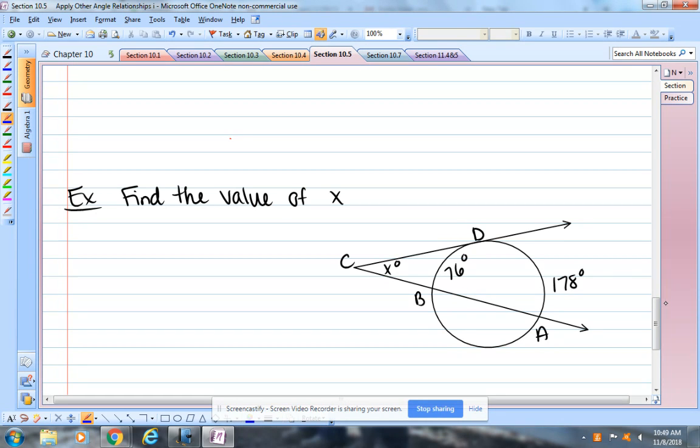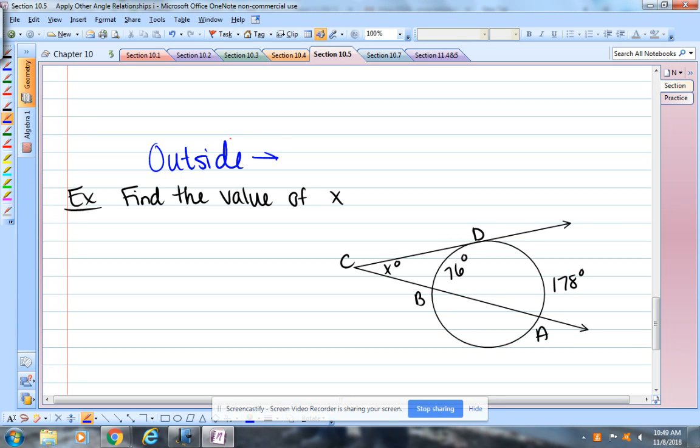So that's two lines: I have a tangent and a secant, crossing at point C. So these are intersecting outside the circle. If you don't see an X inside the circle, it's outside the circle. Does that make sense? Intersecting inside the circle, you see an X inside the circle. So this one is outside the circle.